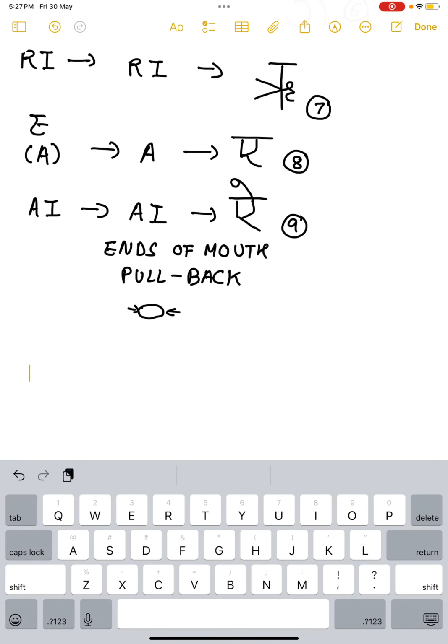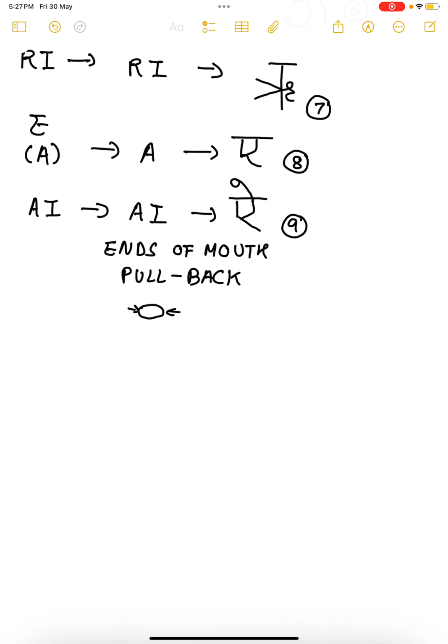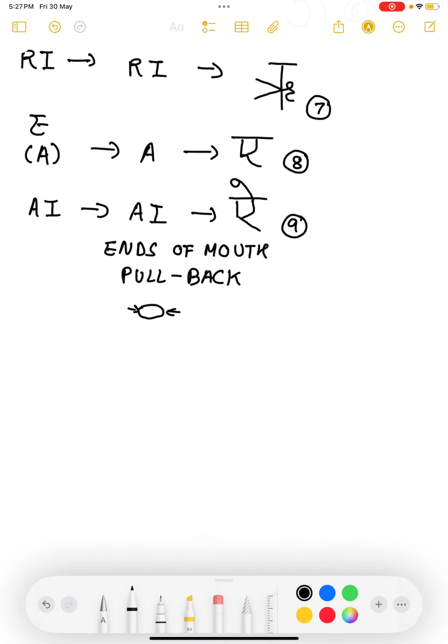A, a. The previous letter we saw was A, A, number 8, and this one is A, A. Pull back the ends of your mouth to pronounce this one. It is written like A, but the addition is this arm on top. This slightly tilted arm circled in the end is the addition. Number 8, A. Number 9, A.